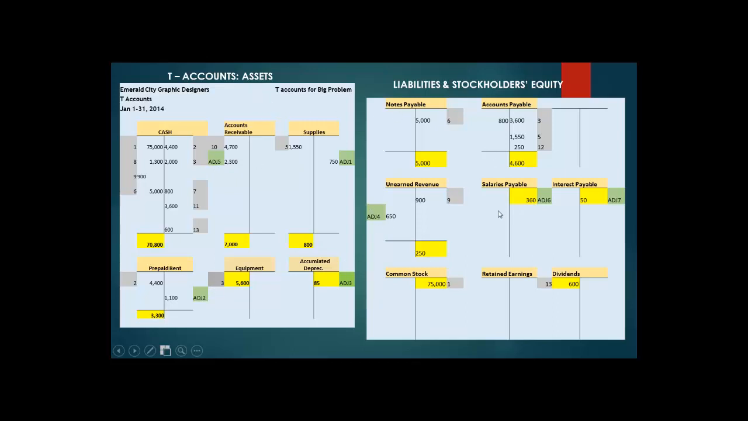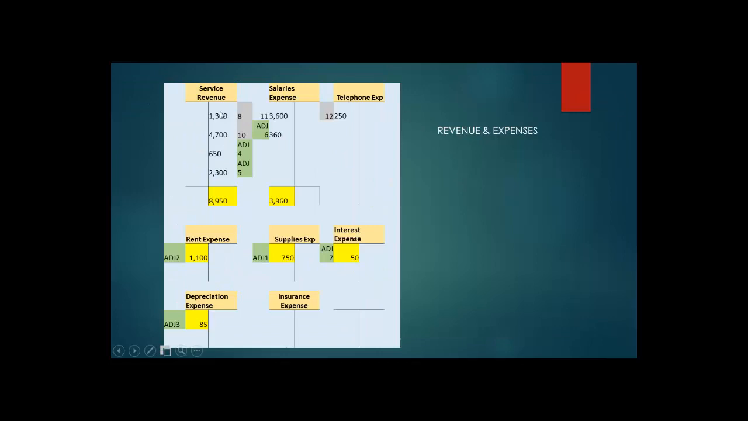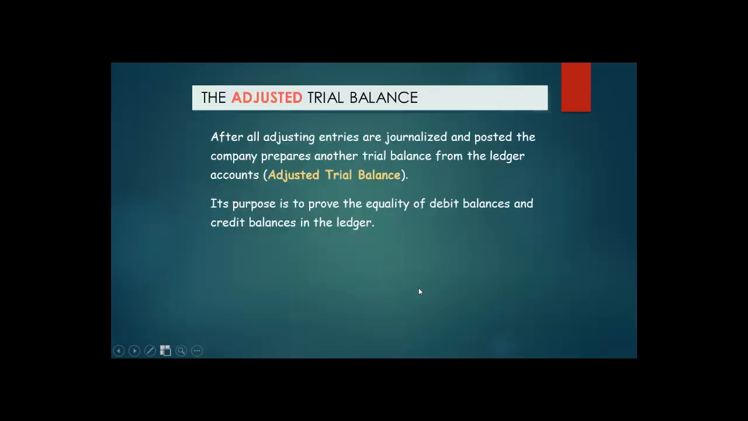I've got new totals on my T accounts, and this is really the final accounts for the period. So here we have the asset accounts, liabilities, and stockholders' equity, service revenue, and all the expense accounts. We'll transfer all of these account balances and create our adjusted trial balance. Its purpose is to prove the equality of the debit balances and credit balances, and it also serves as the source for the final financial statements.